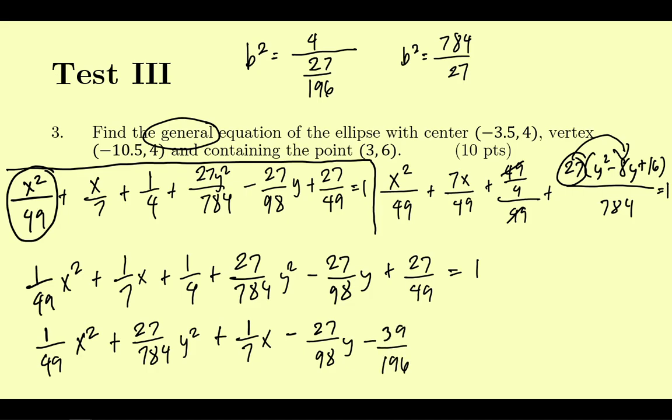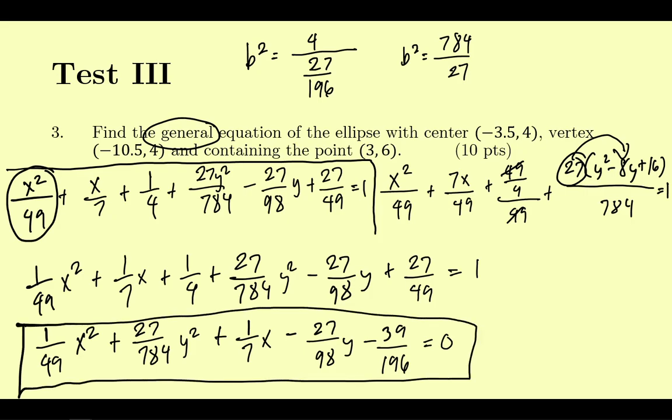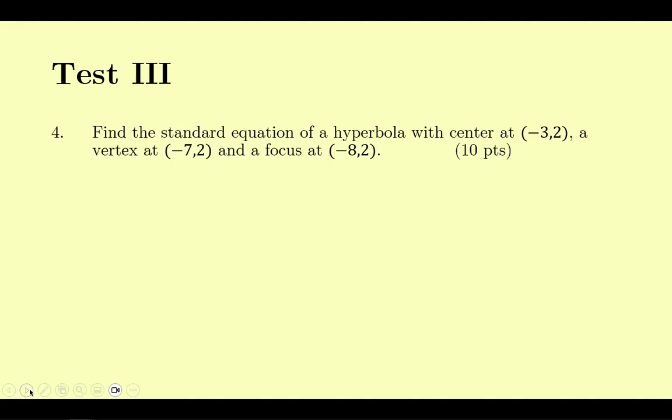So it's not going to be difficult at all kasi meron kayong calculator na pwedeng gamitin. And that is your general equation. Okay, one more item. Find the standard equation of the hyperbola with center at negative 3, 2, a vertex at negative 7, 2, and a focus at negative 8, 2. Okay. Center, negative 3, 2.